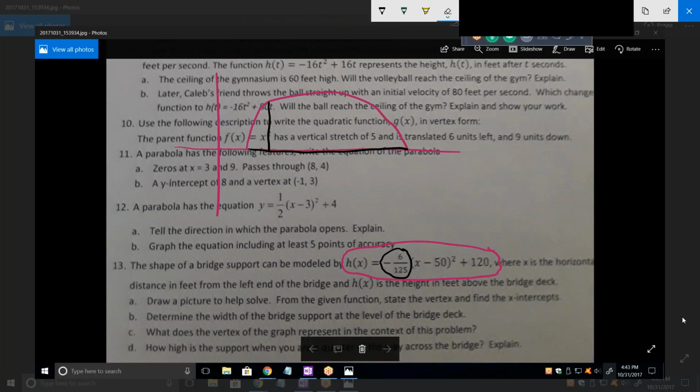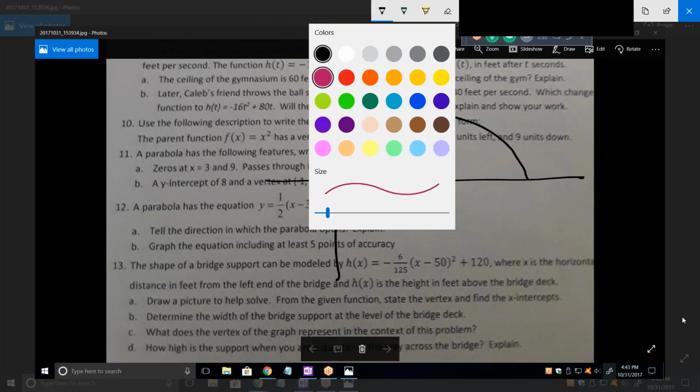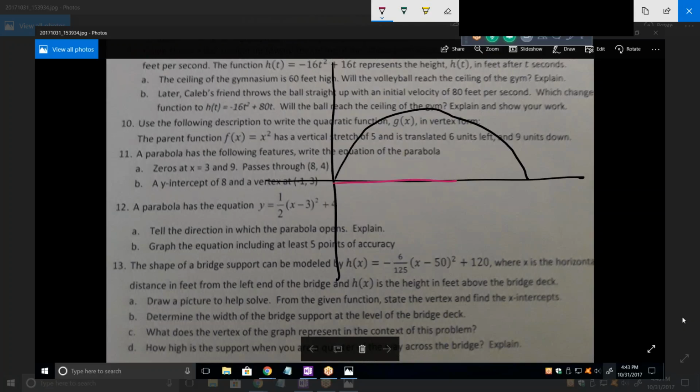So let's do one thing here. Let's draw our picture so that the left end of the bridge is at the origin, which is always not a bad way to go. It makes the math easier. There's our bridge now. Okay?